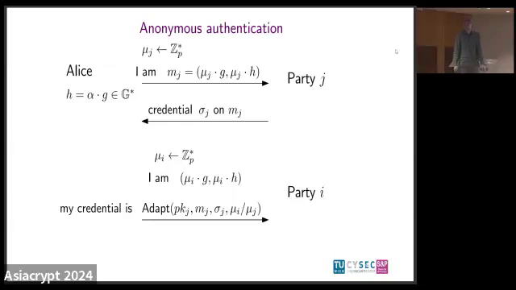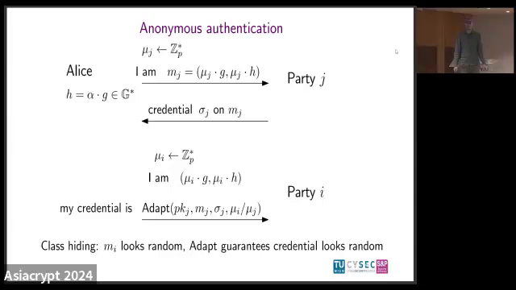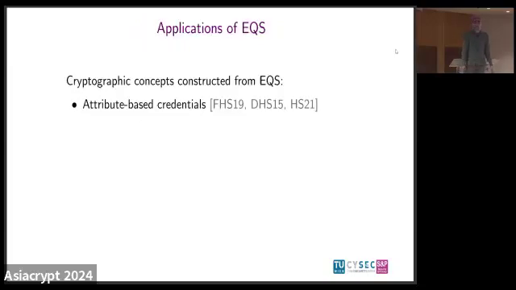And really what we gain here is that, if we assume class hiding, then mi looks random, and we get anonymity even against the signer. The adaptation also guarantees that the credentials look random, which is a property of EQS schemes that isn't relevant for the rest of the talk today. Okay, since we get this property that we get anonymity without trust, we can avoid costly zero-knowledge proofs.